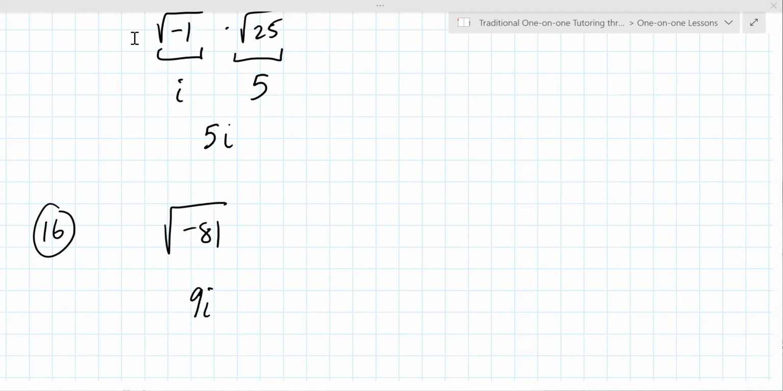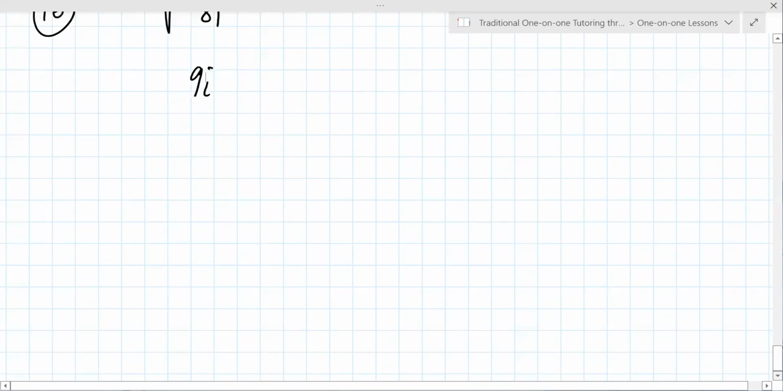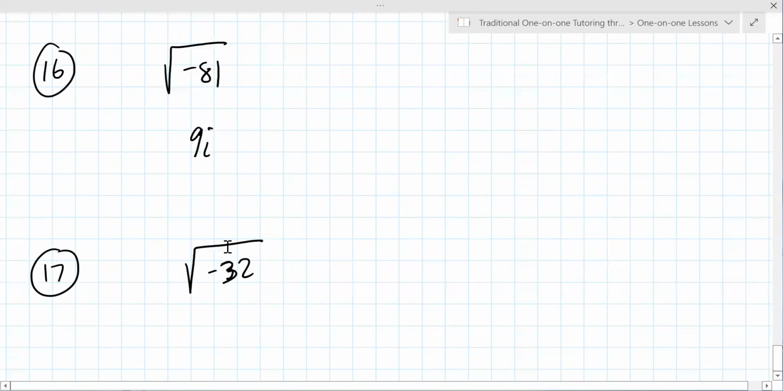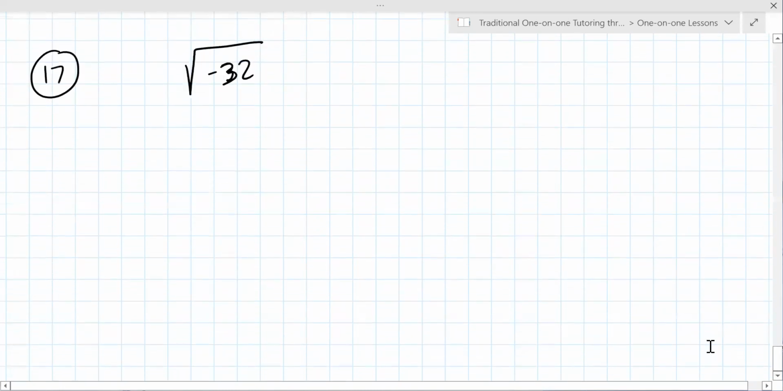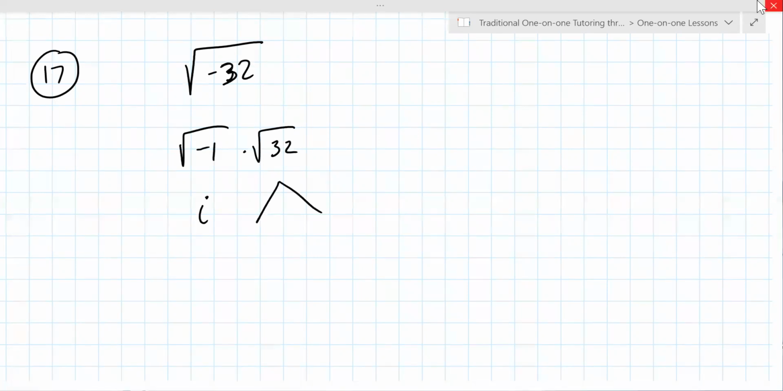The last one is the square root of -32. It's a little bit different. I'm trying to figure out here because your instructor is not really emphasizing reducing roots, but this one does not work out perfectly. The other ones were 9i and 5i, they worked out really nicely. This one you have to build a factor tree. It's the square root of -1 times the square root of 32. So we already know there's an i, and you just have to break this apart.